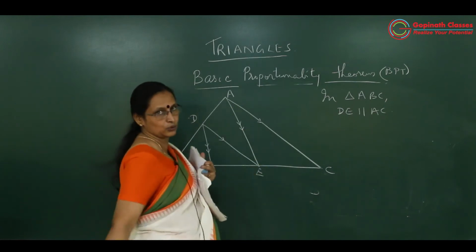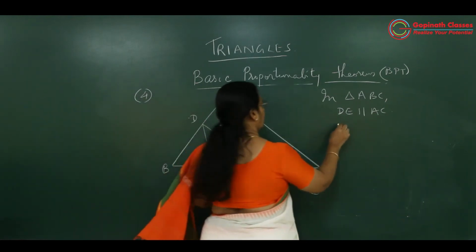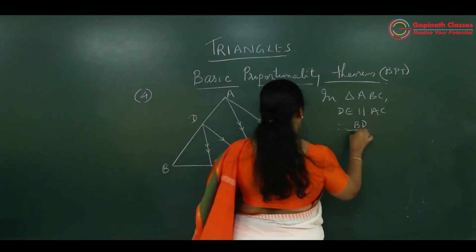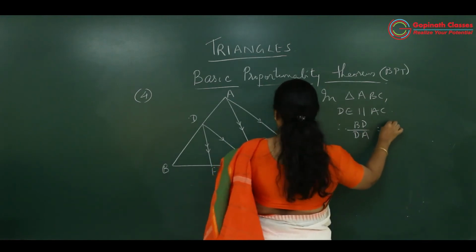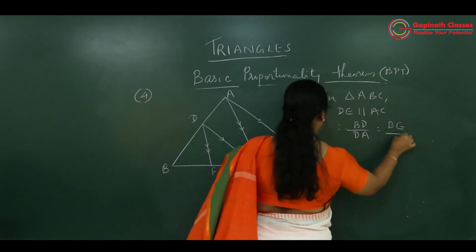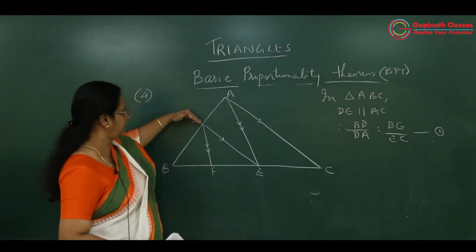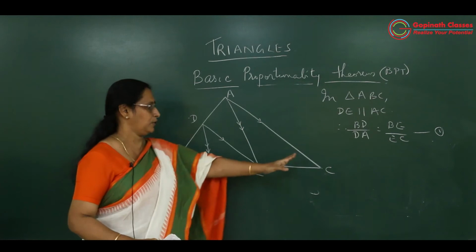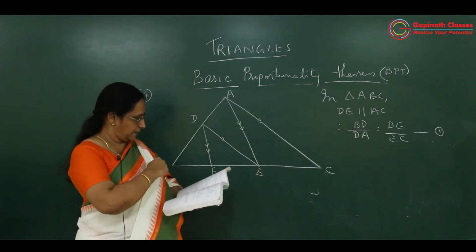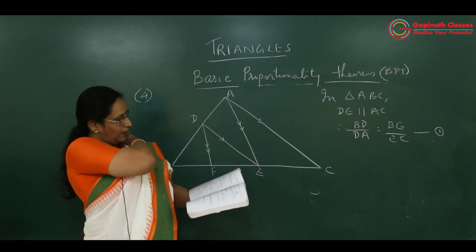Therefore, I can write BD by DA is equal to BE upon EC. Put it as statement number 1. BD upon DA is equal to BE upon EC. BE upon EC is there in the answer which we have to prove.